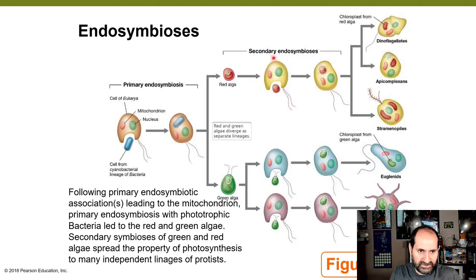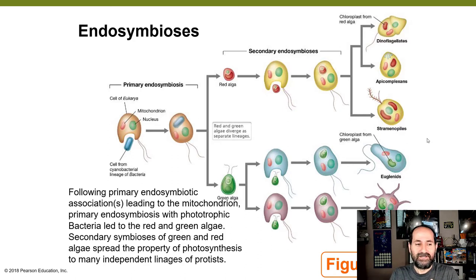Same thing here. There was a secondary endosymbiosis event that occurred for certain protists with green algae as well. The green algae was taken up by an early eukaryotic cell, which then led to the rise of euglenids and the chlorarachniophytes. These ones are strange. But do you guys see what happened here? The protists are very strange.